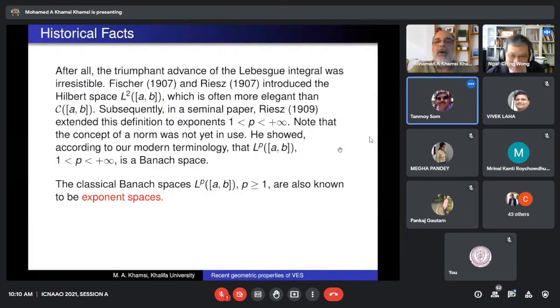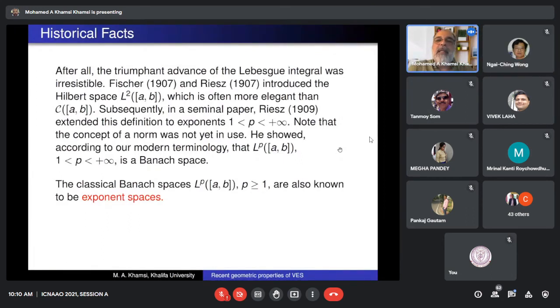Yeah, no problem. Okay. So capital LP was born in 1907 from the work of Fischer and Riesz. And of course, we all know about the work of Riesz in L2. So as you can imagine, of course, here it is based on the Lebesgue integral. Of course, now we're looking at the Lebesgue integral.